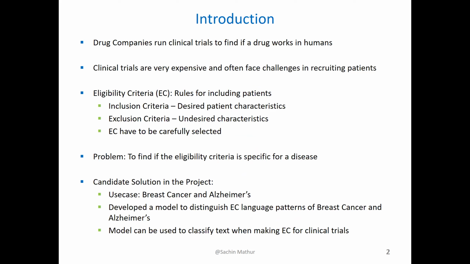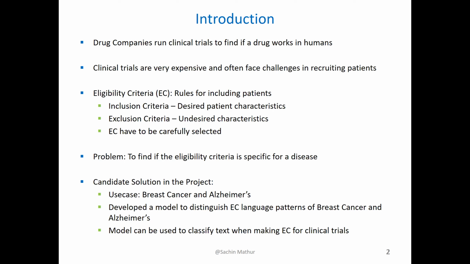So when they select the Alzheimer's patients, they want to have patients who have the disease and not patients who do not have the disease. So they define certain criteria for selecting patients, and these are called the eligibility criteria. They consist of two parts, the inclusion criteria and the exclusion criteria. Inclusion criteria are the desired patient characteristics, and the exclusion criteria are the undesired characteristics.